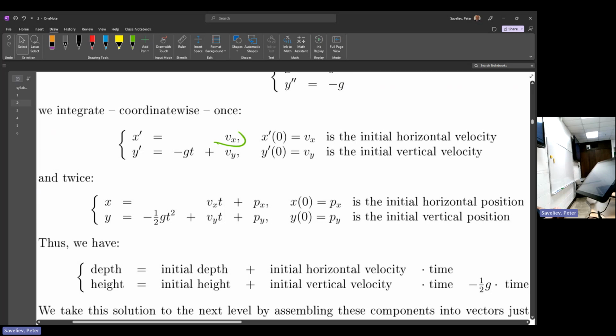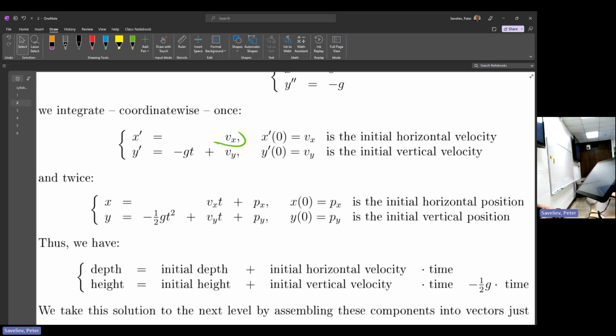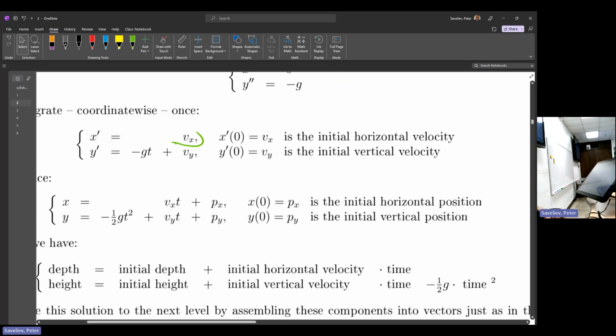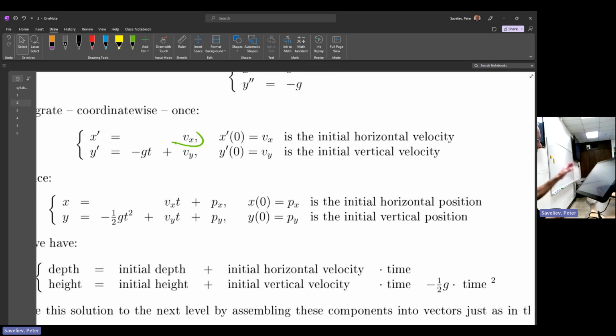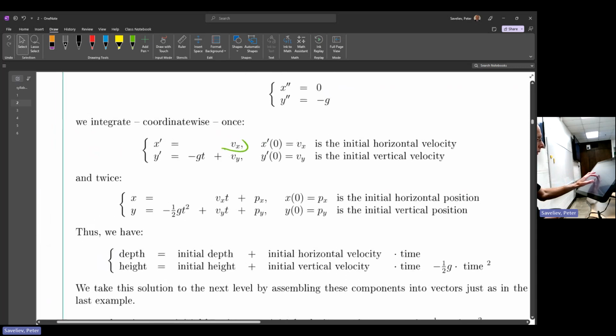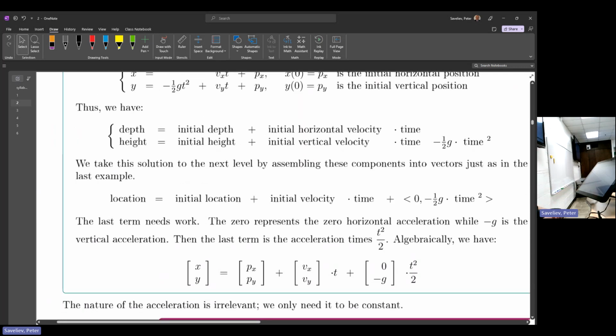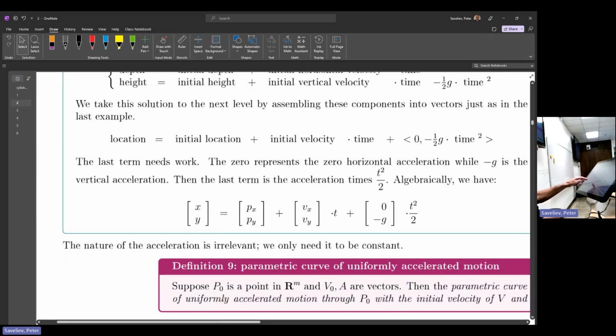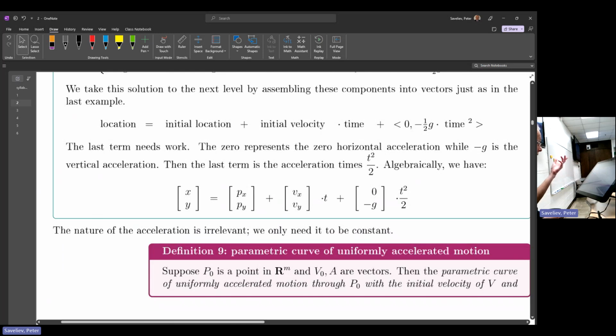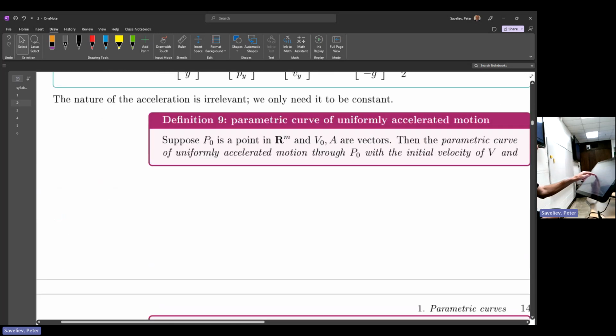The horizontal position is initial position plus initial velocity times time. So that's very simple progress. And for the height, it's initial height plus initial vertical velocity times time, and the last one is the acceleration term, so it depends quadratically on time. That's how you can classify it easily: linear dependence on time for the horizontal, and quadratic dependence on time for the vertical. You can combine them into vectors. Once again, that's the vector solution, and it's a uniformly accelerated motion.